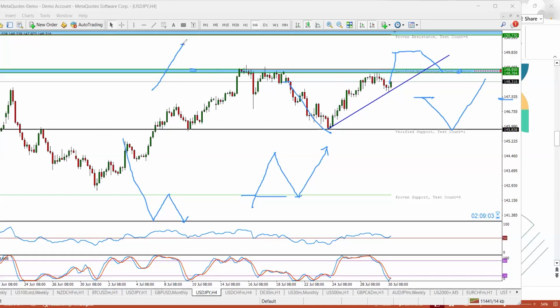Don't say you want to buy from here to here. It does not make any sense. This is no man's land. See this place between here and here, this place is no man's land. It's either you are selling from this resistance or you are buying from this support. Finish. Any other thing outside the two of them, you are just doing rubbish. You might still make money, but you were lucky.